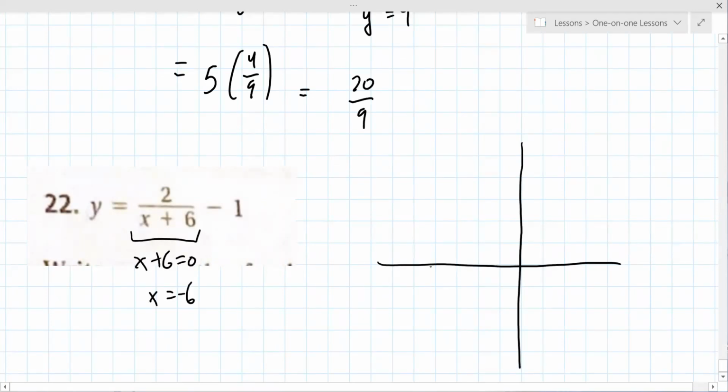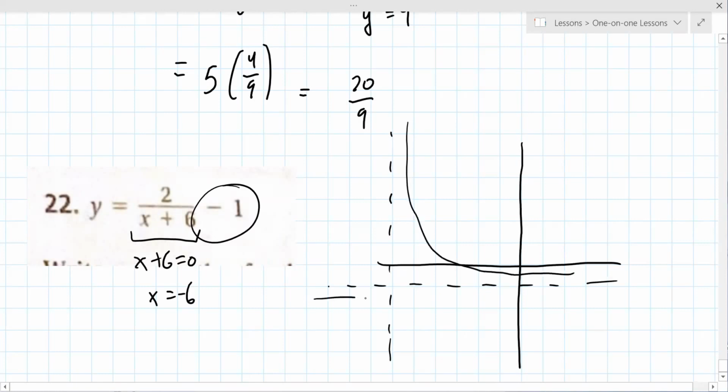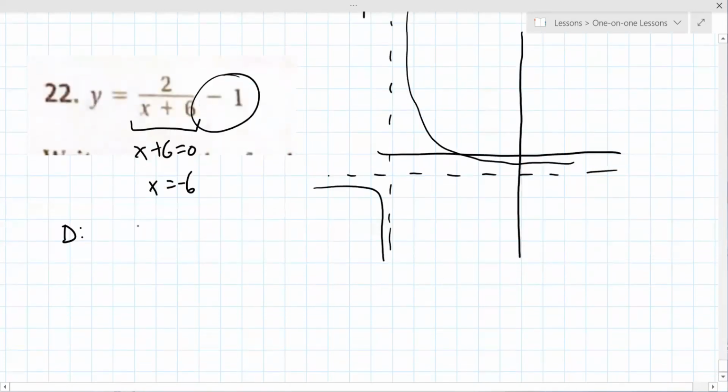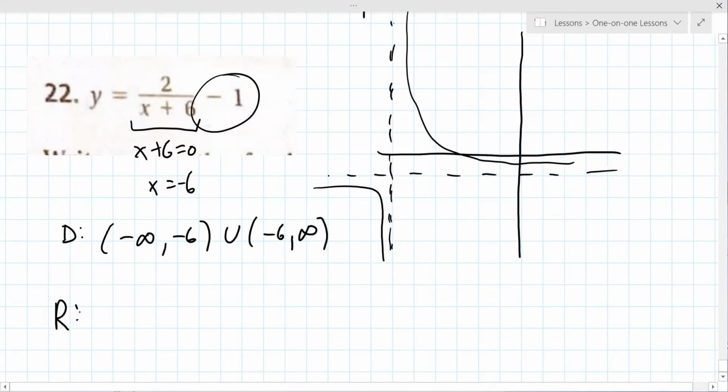So that's 1, 2, 3, 4, 5, 6. So the line over here. This one is a horizontal asymptote at y equals -1. So really roughly, the graph looks something like this. Okay. The domain is everywhere except for the vertical asymptotes. There might be more than one. So in this case, it's -infinity to -6, union -6 to infinity. It's just that place where it's not included. The range is everything but the horizontal asymptote.